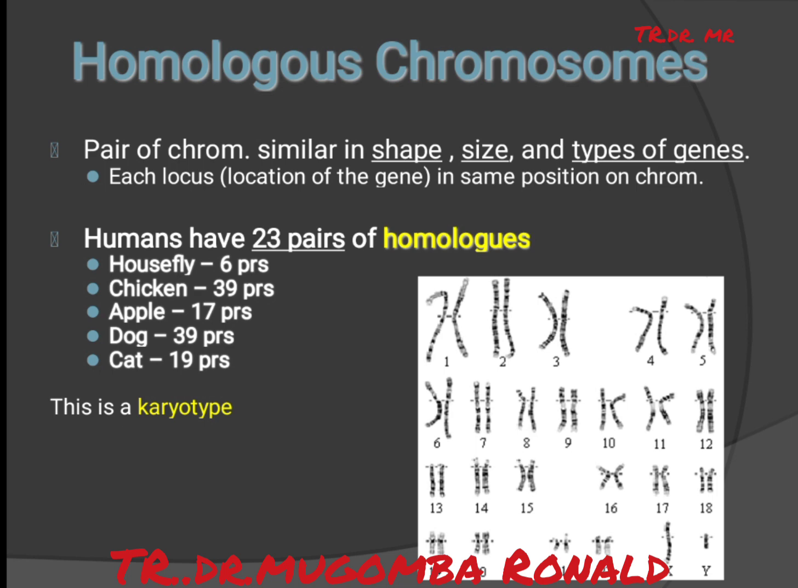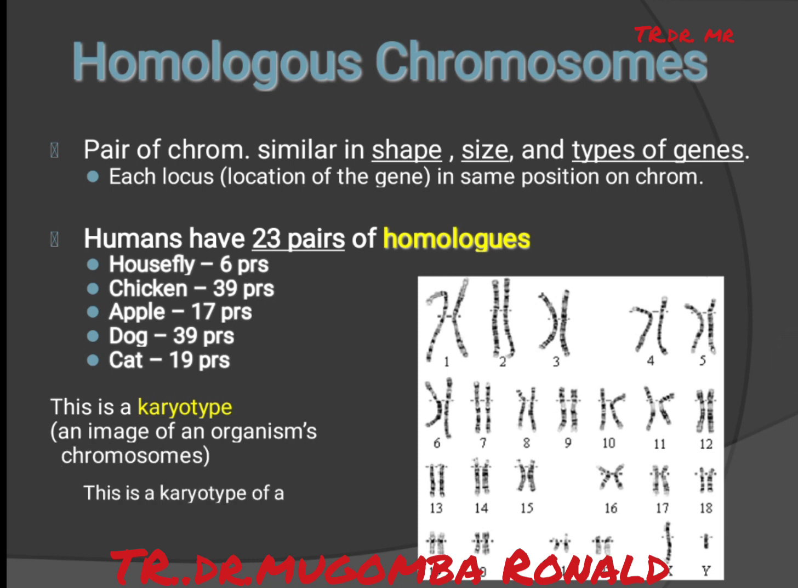That whole outline, a printout of all the chromosomes that you have in your cells, is known as a karyotype. A karyotype is that combination of all the chromosomes that are possessed by a cell. It is an image of an organism's genetic makeup.